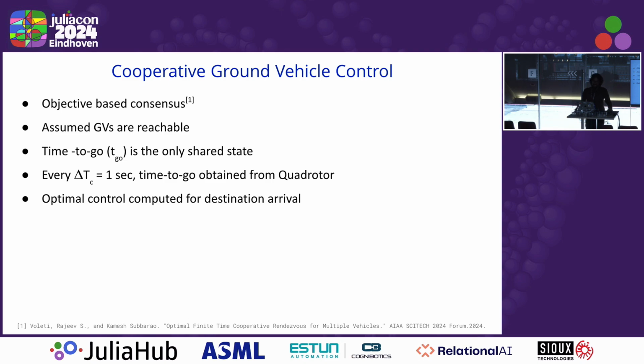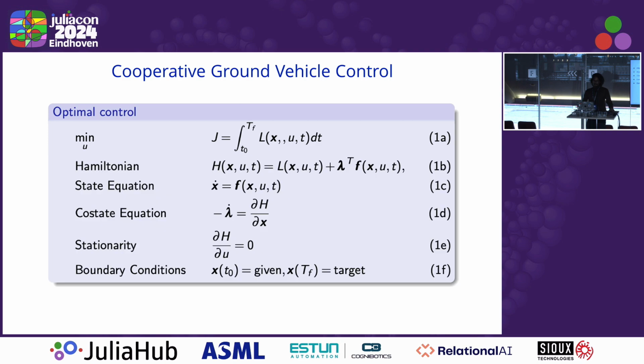The cooperation in this case is classified as objective-based consensus. For further details on this approach, I would implore you to read the reference provided. Essentially, what this means is that the cooperation state that is shared is set by the leader or the objective, which in this case is the quad. We assume that it is physically possible for the ground vehicles to reach the rendezvous point. The only shared state among the agents is their time to go, or TGO. The quadrotor shares its time to go every second once it initiates the landing maneuver. The ground vehicles use this to compute an optimal control for the arrival.